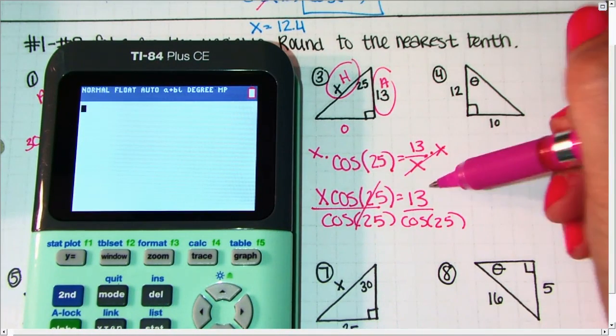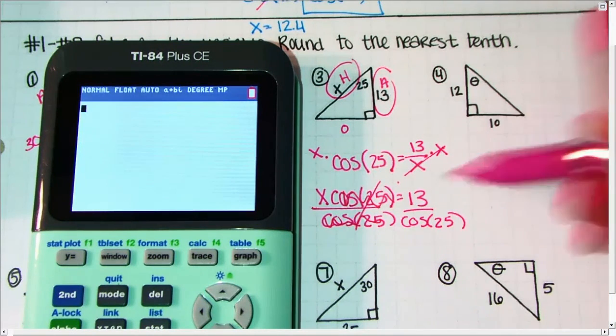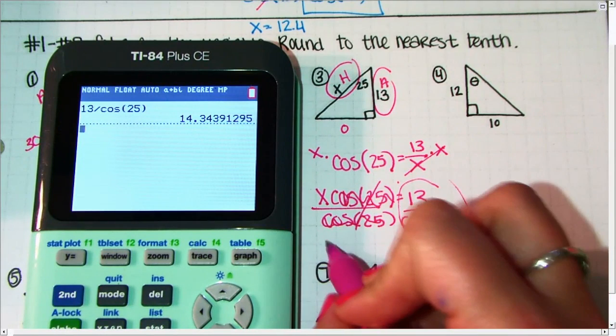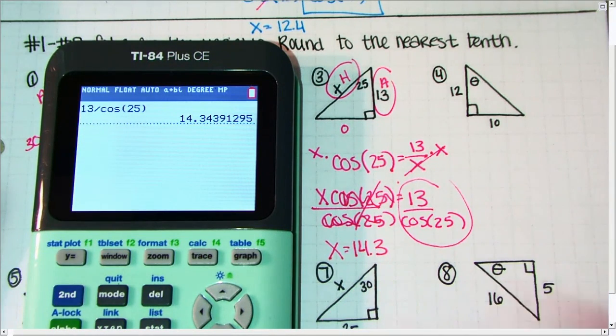So now in my calculator, cosine is gone. I'm just left with x. So in my calculator, I will type 13 divided by cosine of 25. Rounding to the nearest tenth, I get 14.3. So x is 14.3. All right, let's try the next one.